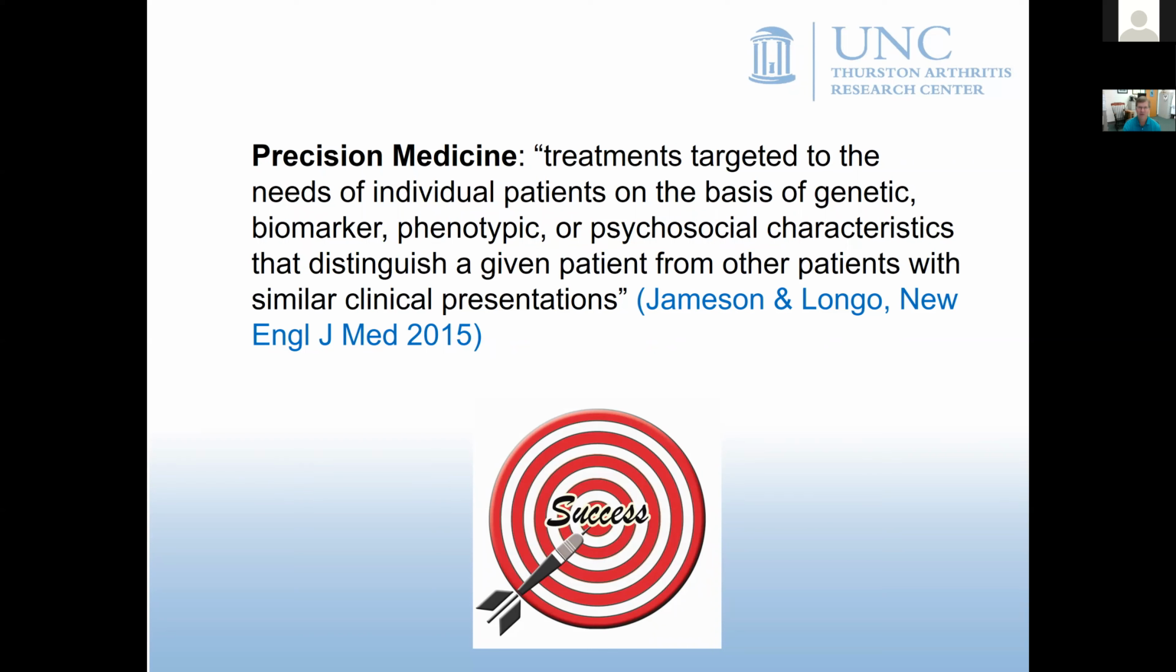But overall, precision medicine is defined as treatments that are targeted to individual patients, based on genetic, biomarker, phenotypic, or psychosocial characteristics that would distinguish a given patient from others with the same or similar conditions. And so this is sort of the goal of precision medicine. For precision medicine to become a reality, we need to have a much better understanding of the various groups of patients that might be targeted for a specific therapy.